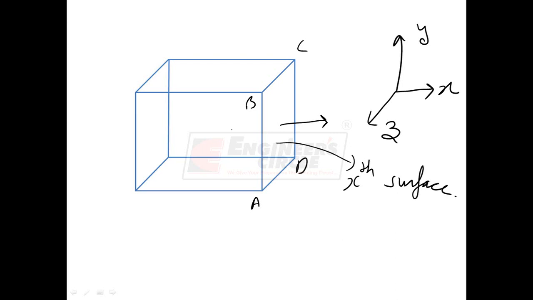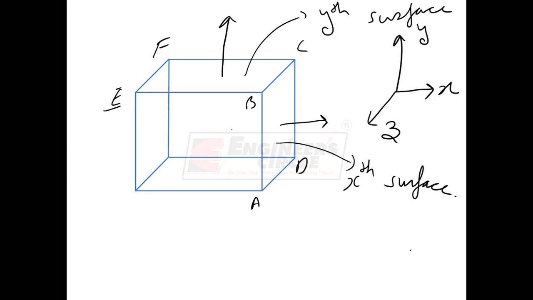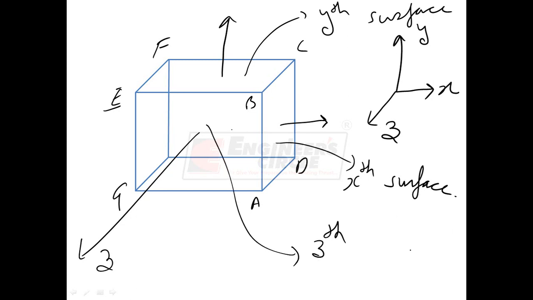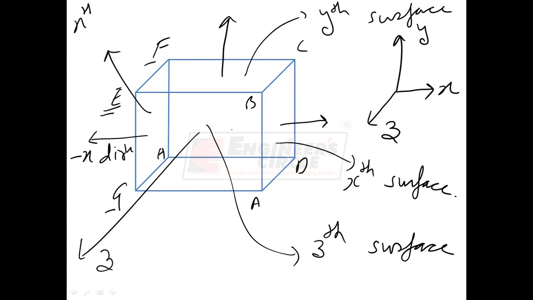Now, if we look at the surface BEFC, then its outward normal is in y direction. Therefore, we call this surface the y surface. If we look at the surface ABEG, then its outward normal is in z direction. Therefore, we call this surface ABEG the z surface. Also, if we look at the surface GEFH, then its outward normal is in minus x direction. Then also we call this surface the x surface.